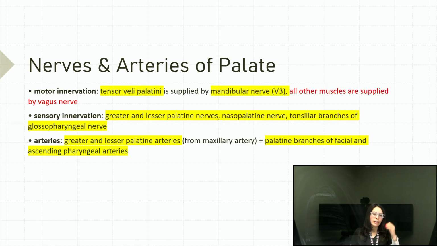And then the sensory innervation for this is going to be the greater and lesser palatine nerves, the nasopalatine nerve, and tonsillar branches of the glossopharyngeal nerve. Super important, the difference between motor versus sensory.